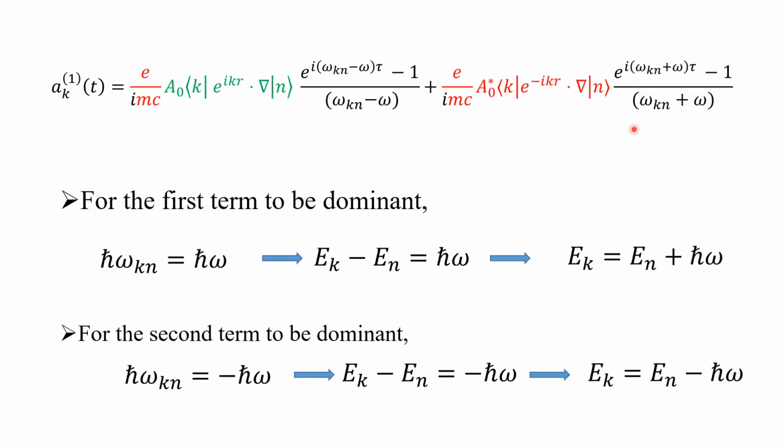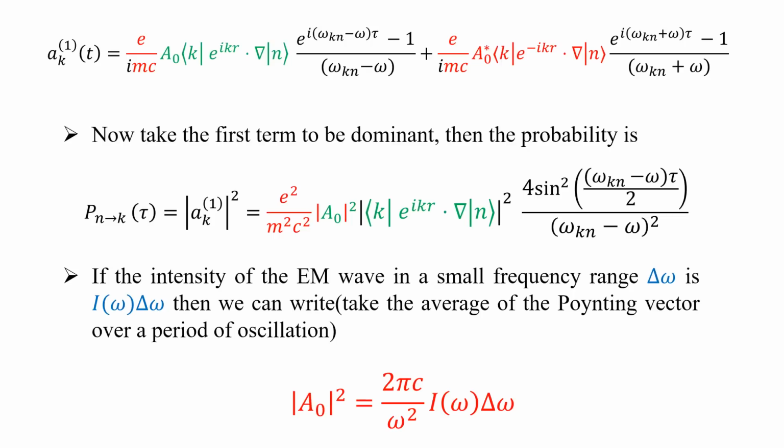Then if the second term is dominant, that means h cross omega kn must be minus h cross omega. That is, omega kn must be minus omega, which represents that Ek minus En is equal to minus h cross omega. That means if you bring this En to the right hand side, Ek will become En minus h cross omega. That is, the final energy is reduced by an amount h cross omega. This is the downward motion. First, we will take the upward motion one. So this is the expression we obtained finally.